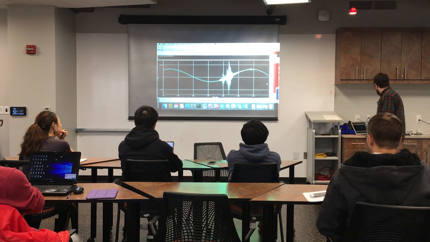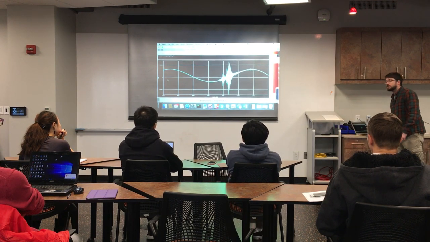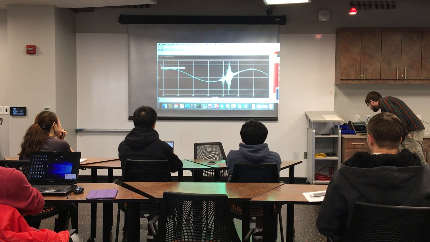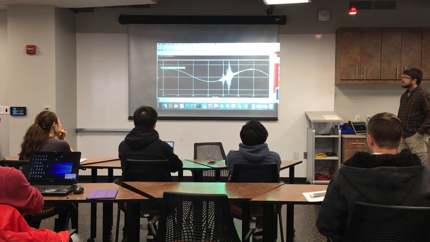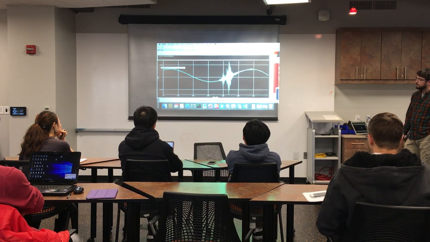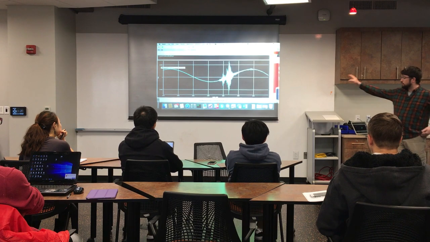You can't really see on this plot because it's a crappy screenshot from a newspaper in the UK, but there's, let's see, 1, 2, 3, 4, 5. It's about a part in a million deflection, roughly, on there. And see, it looks really clean.